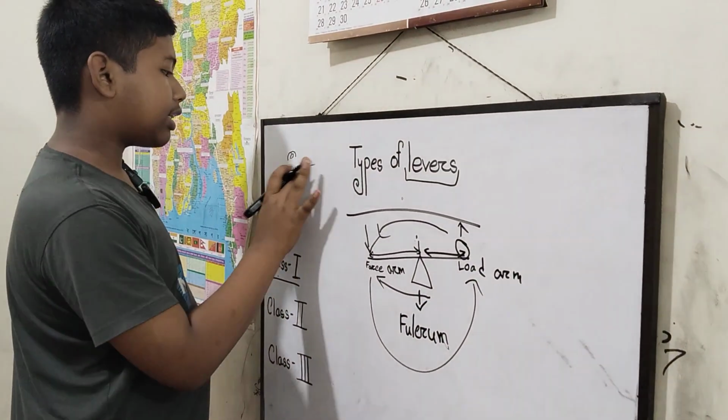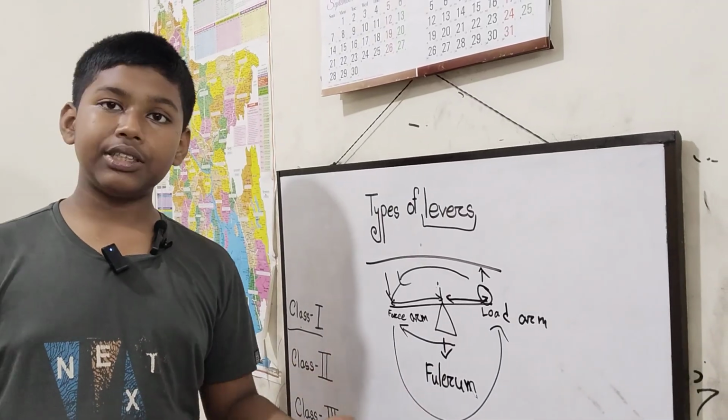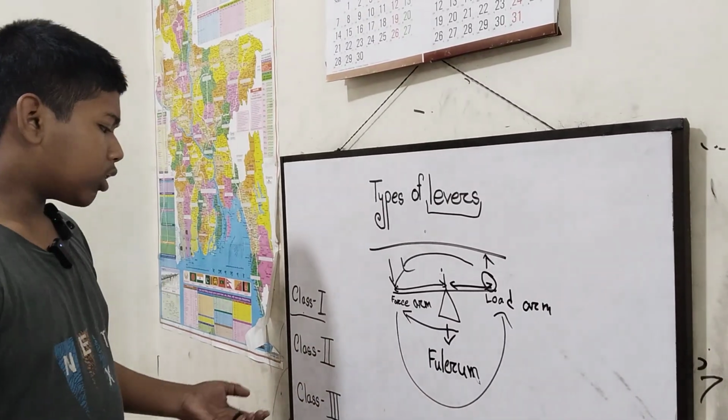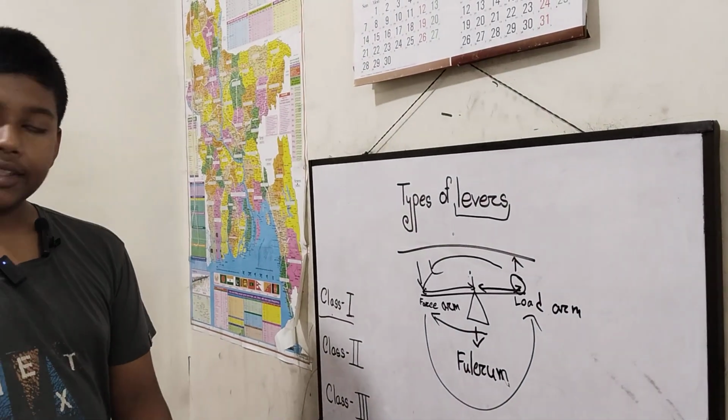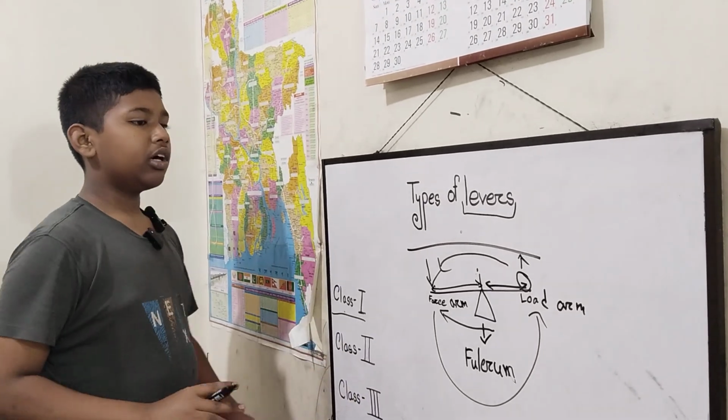So yeah, we understood that in a class 1 lever the fulcrum remains at the middle. But what about class 2, class 3? Exactly, we're going to learn about those. So let me finish class 1.